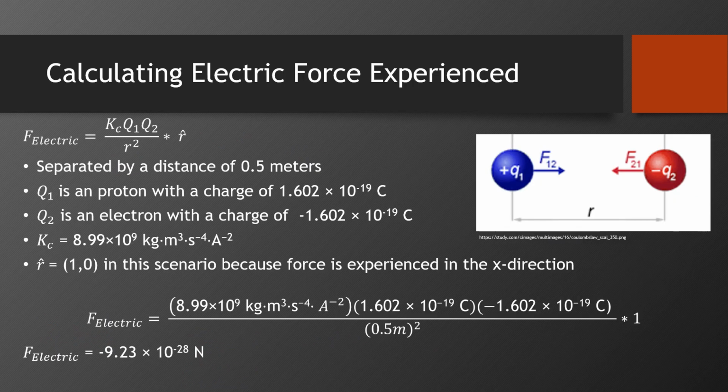Given the electric force equation that is listed on the slide, we can calculate the electric force that is experienced. For example, two charges of opposite signs can be calculated using that equation, where Q1 will represent the proton, and Q2 will represent the electron. Kc is just a constant, and the R hat equals 1 in this scenario because force is experienced only in the x direction. We can then plug our numbers into the equation and get force electric equals negative 9.23 times 10 to the negative 28 newtons, which makes sense because these are relatively really small charges.